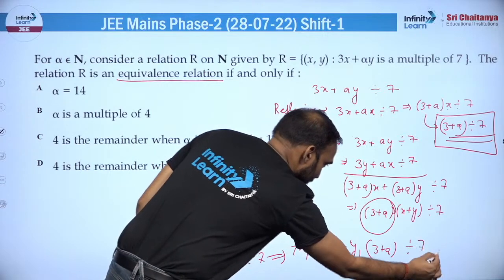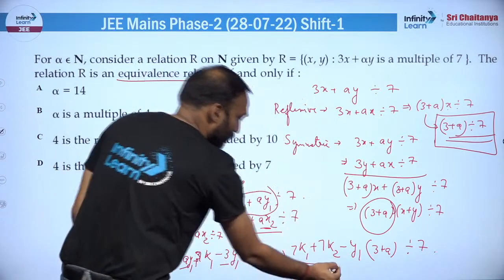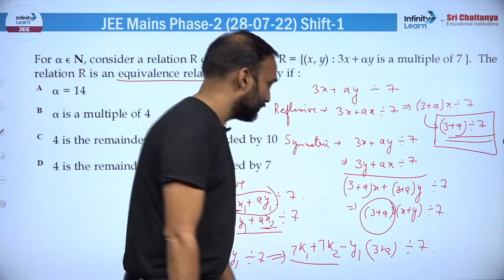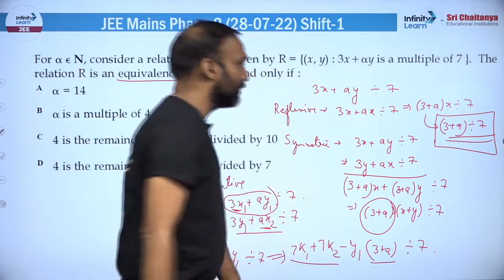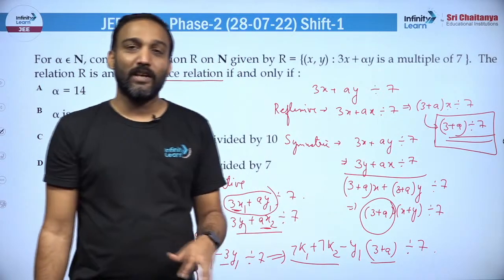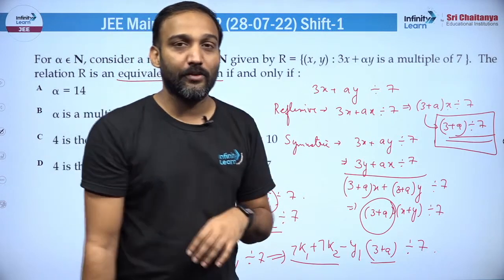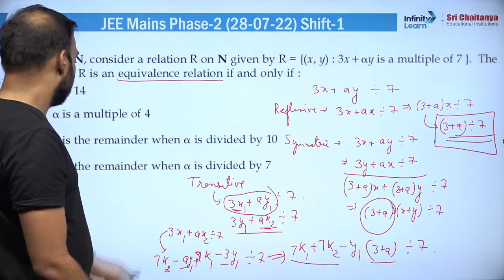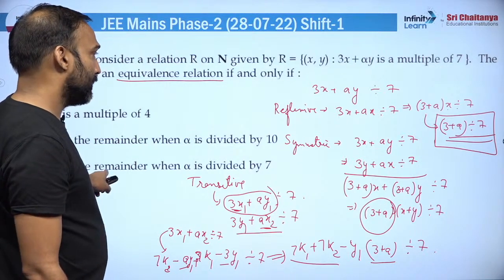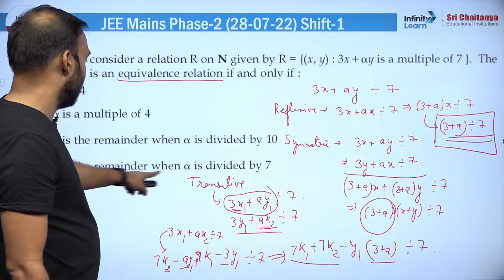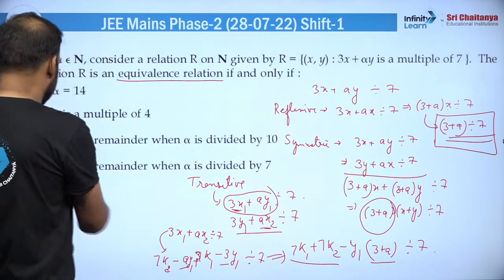So this needs to be divisible by 7. Now observe, these two are already a multiple of 7, so I don't have to worry about these. This should be a multiple of 7. So once again, a plus 3 is a multiple of 7. So in short, if a plus 3 becomes a multiple of 7, this relation becomes an equivalence relation, because all these three will be satisfied, right? So we can write 3 plus a is divisible by 7, right? So 4 is the remainder when alpha is divided by 7. Yeah, this is the answer.